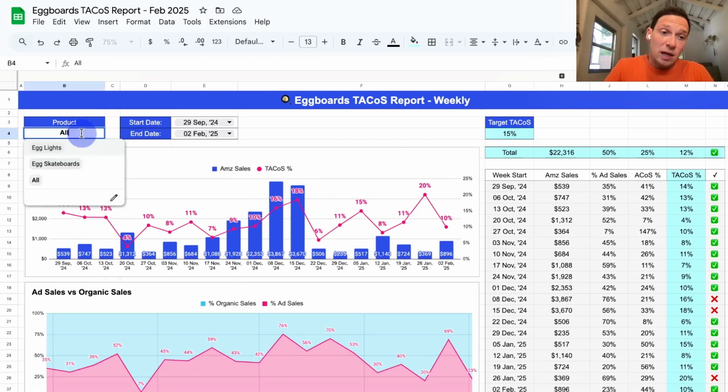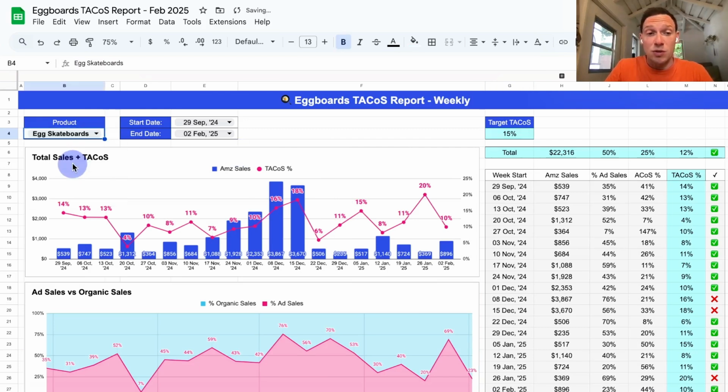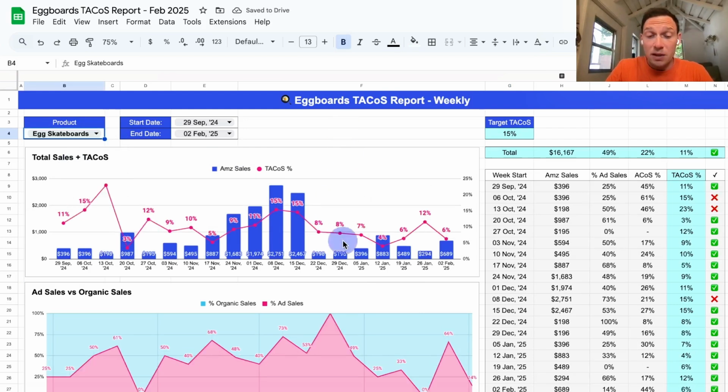But then if we look at my two main products, the situation is quite different. So if we select the skateboards, my TACoS is fine. It has been under 15% the whole time, and after the holidays, it's most of the time under 10%.